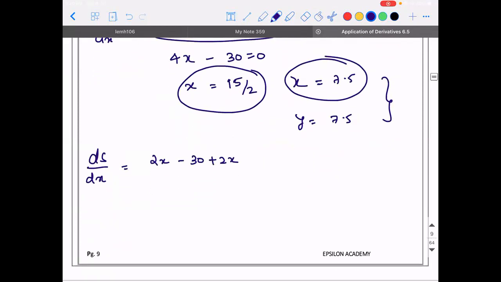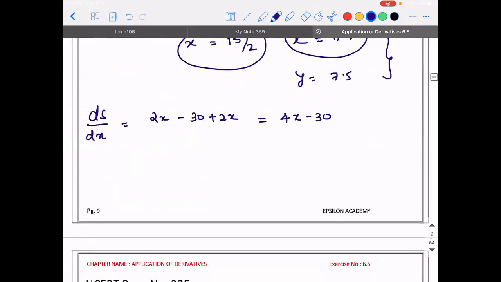Obviously. So it is 4x minus 30, right? So d square s, sorry, not x, d square s divided by dx square is equal to 4. So 4 is greater than 0. Since I'm getting a value greater than 0, at x is equal to 7.5 and y is equal to 7.5, the sum of their squares will be the least. Did we prove it?